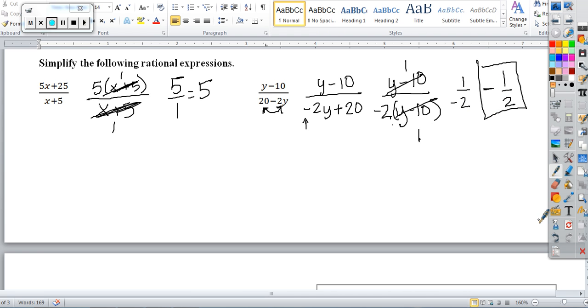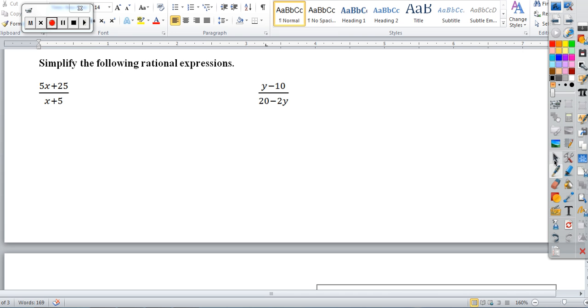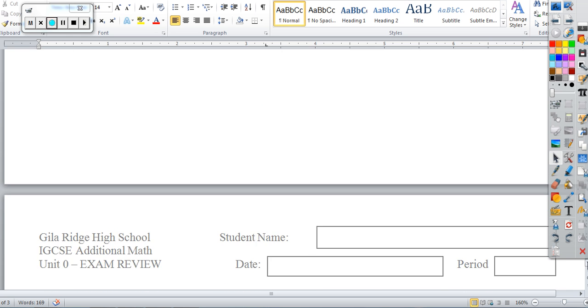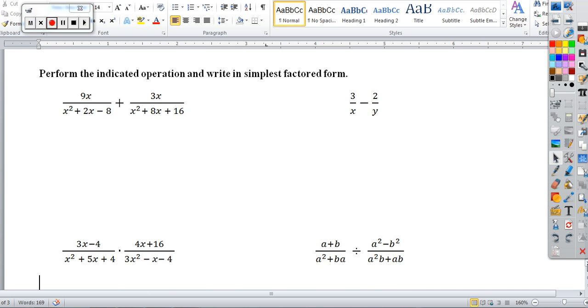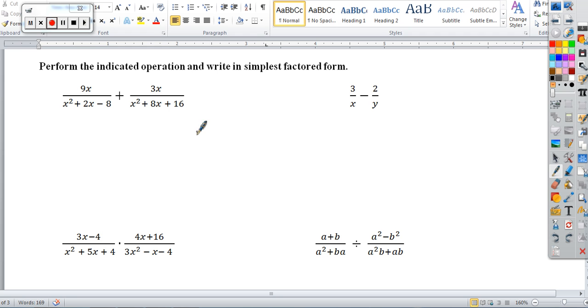There you go. It's not that bad. Now that you know how to simplify, let's continue. So we're going to the very last page, and we're looking at this one here. I'm not sure if your problem looks a little different than mine. If you have numbers in your numerator, just cross them out. Okay?